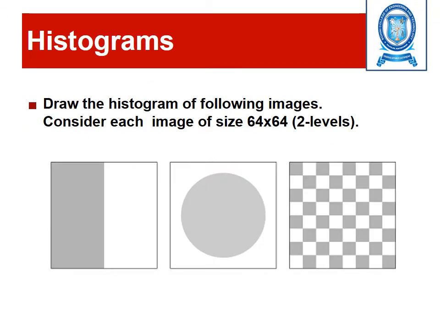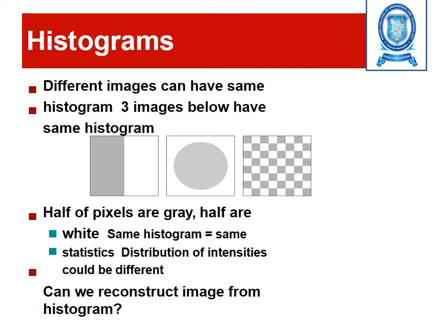Similarly, we are taking a histogram of an image of size 64 cross 64 pixels, and we are processing that image to find out the number of gray levels. A gray level is nothing but the zeros and ones present in the image. Different images can have the same histograms.